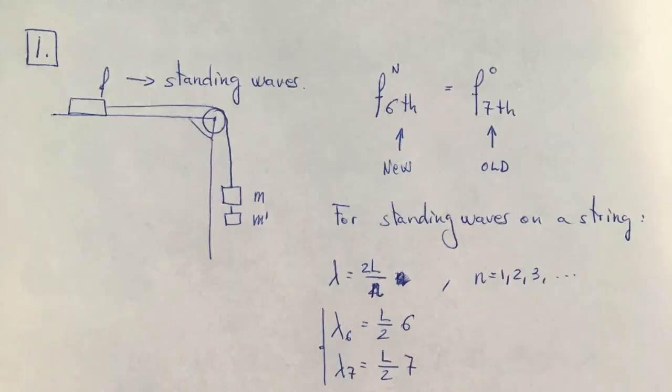We want the frequency of the new sixth harmonic to be equal to the frequency of the old seventh harmonic. So for standing waves on a string, we have that the wavelength is equal to 2L divided by n, where n is just an integer number, 1, 2, 3, 4, 5. So lambda of the sixth harmonic is going to be 2L over 6. Lambda of the seventh harmonic is going to be 2L over 7.